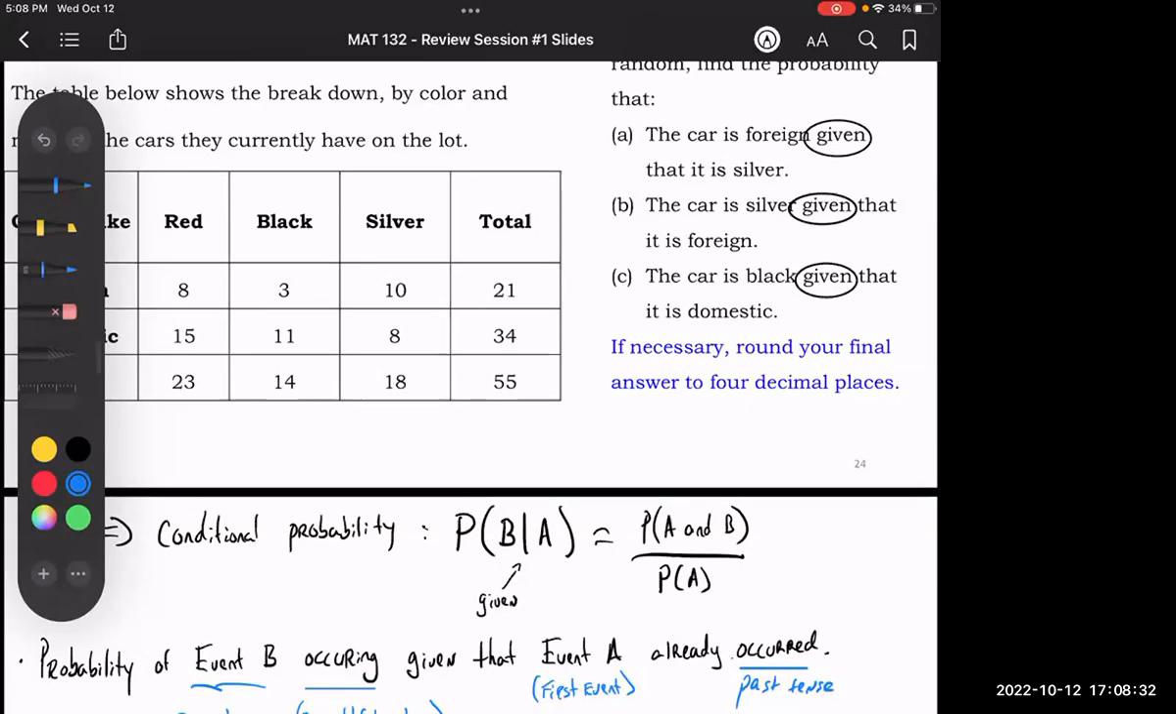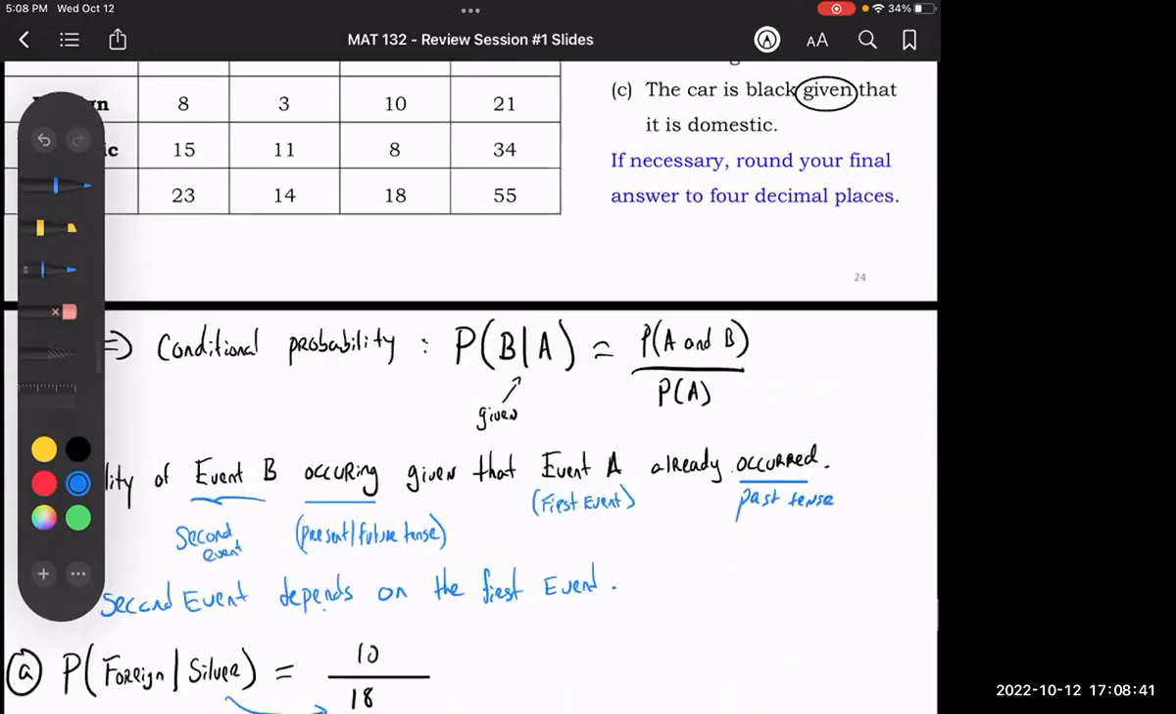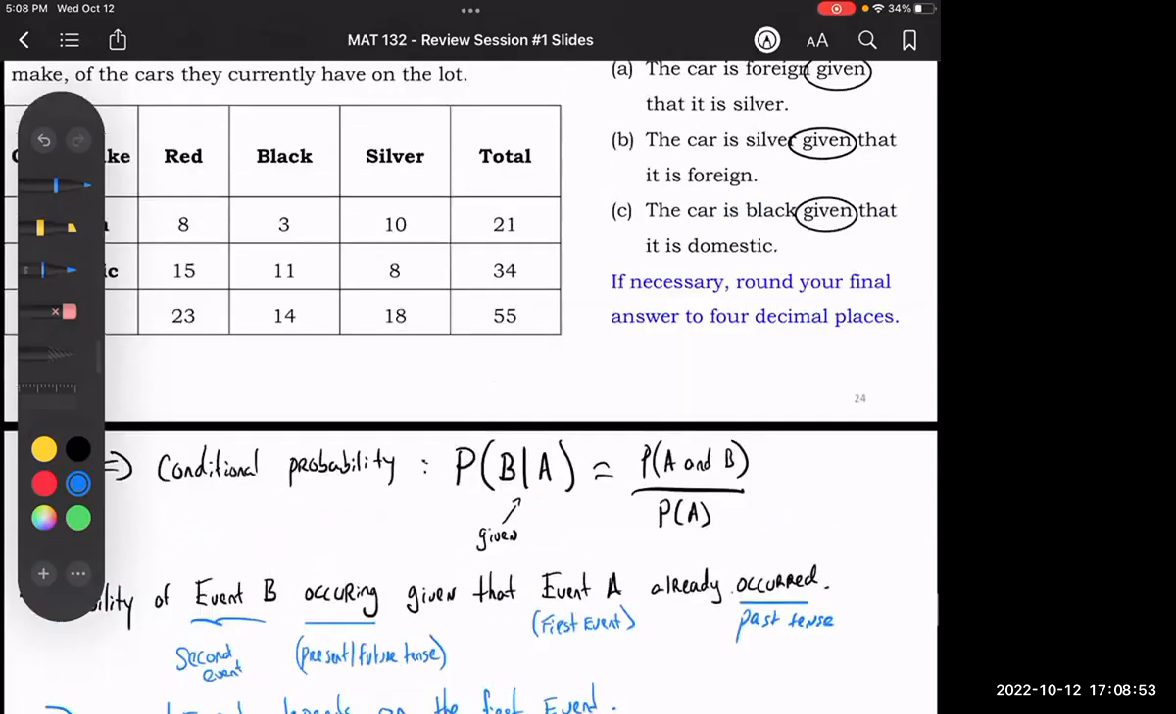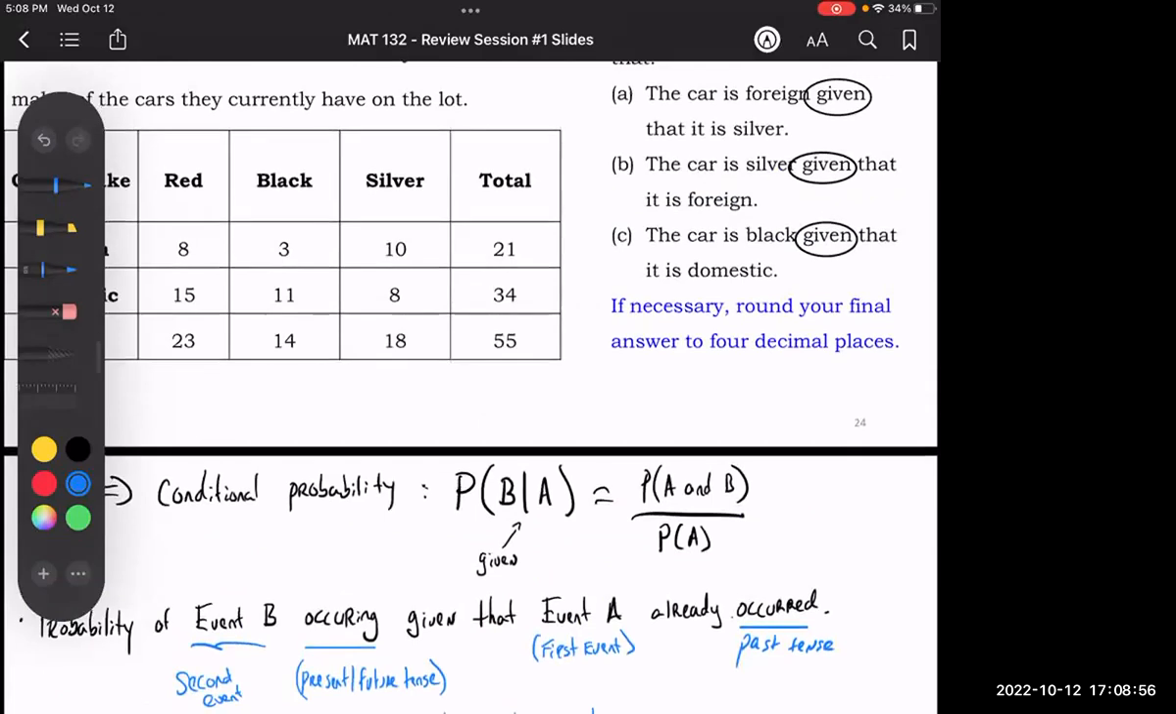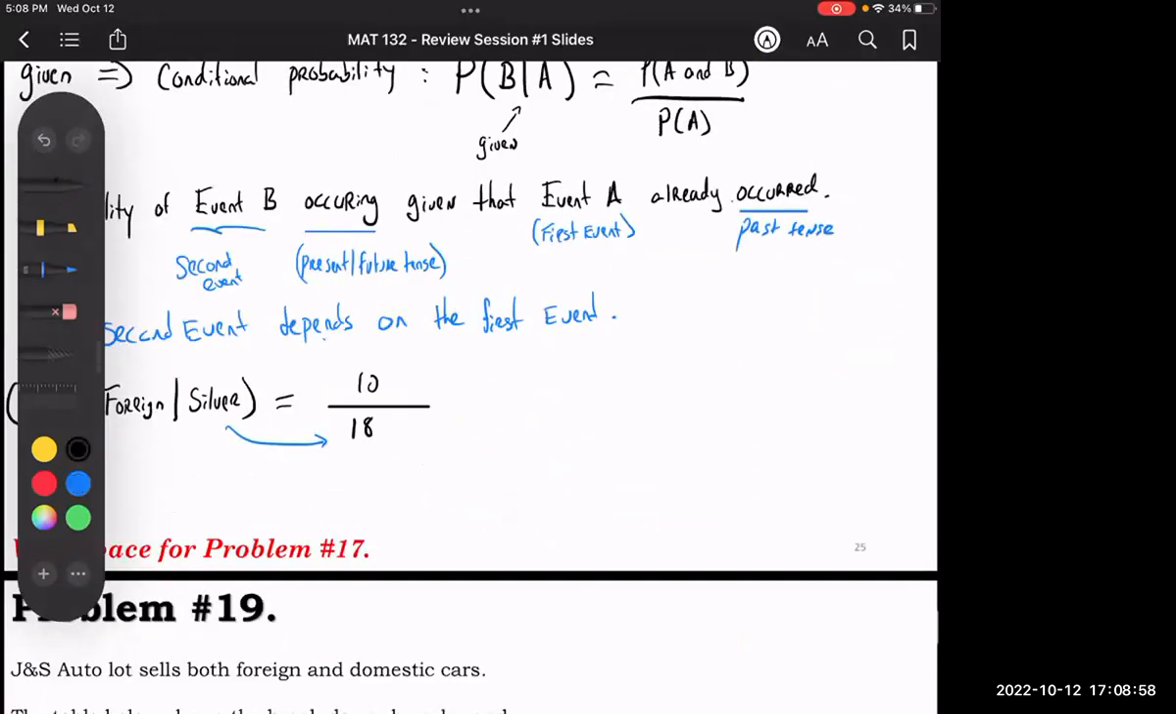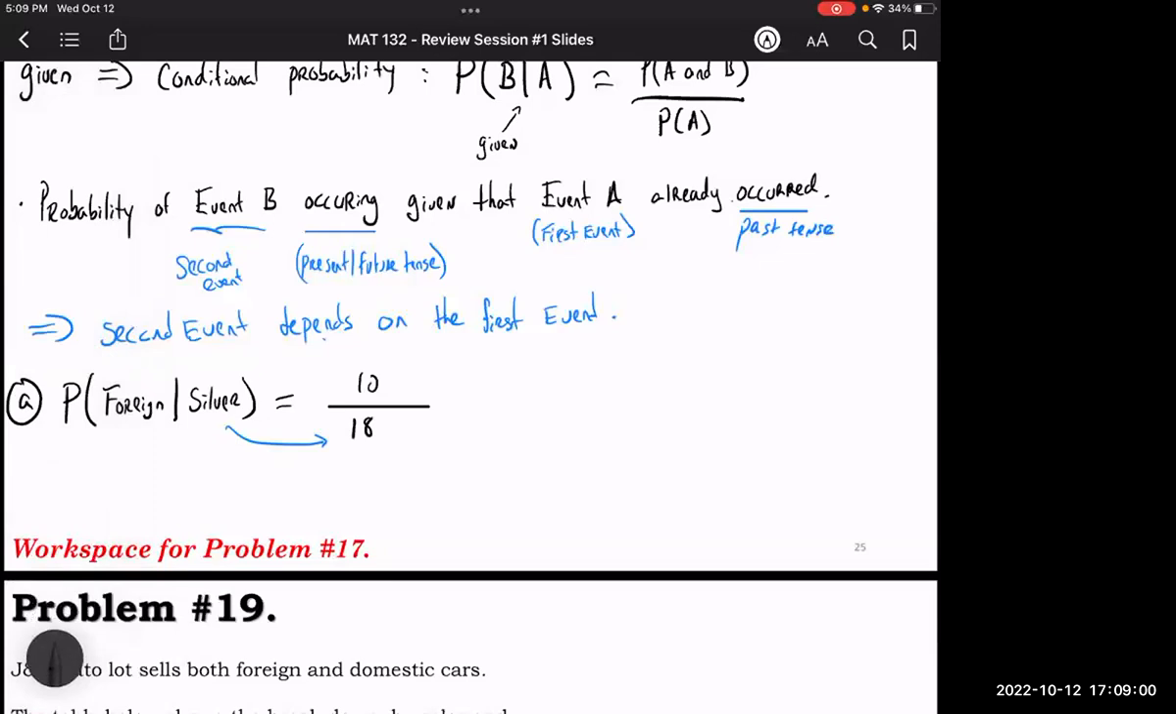Well, which event comes first in part B? Silver or foreign? Foreign. If foreign comes first, when you're using the formula B given A, then foreign will be which letter? B or A? A. So it has to go after the given bar, which means that silver goes first, right? If you look at part A, it was the other way around. Foreign given silver. Now we're doing silver given foreign.